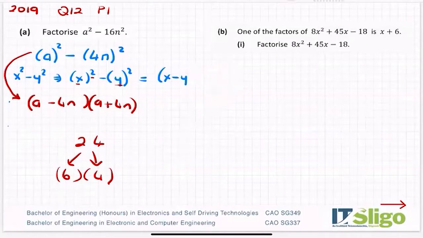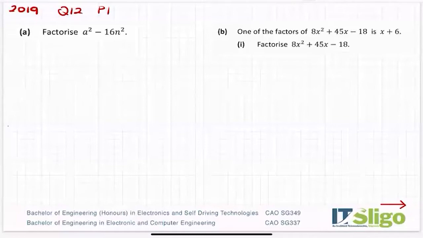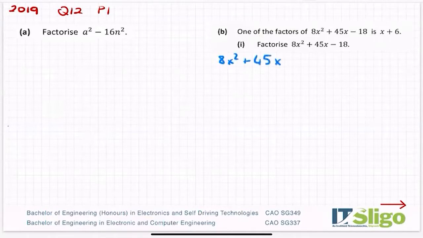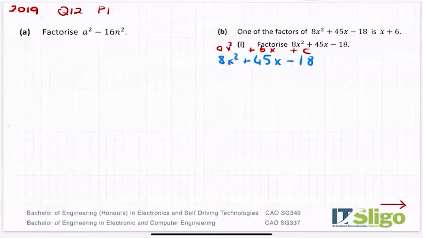Okay, so I'm going to clean out this side just to give us loads of room, because I'm going to do this one in a couple of ways. Okay, so our quadratic is 8x squared plus 45x minus 18. I know it's quadratic because a quadratic can be written as ax squared plus bx plus c. If you go to your log tables, you'll see on page 20, you have a little section at the very top about quadratics, ax squared plus bx plus c. So anytime an equation looks like that, it is a quadratic.